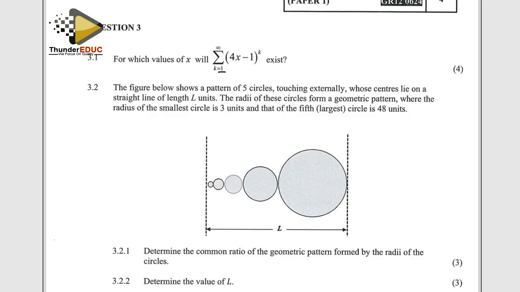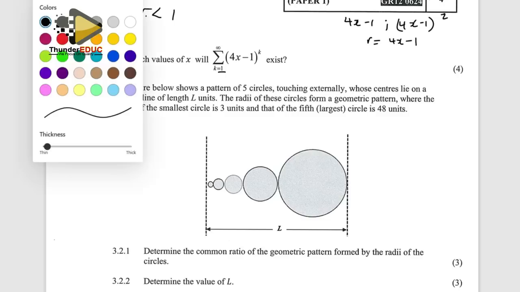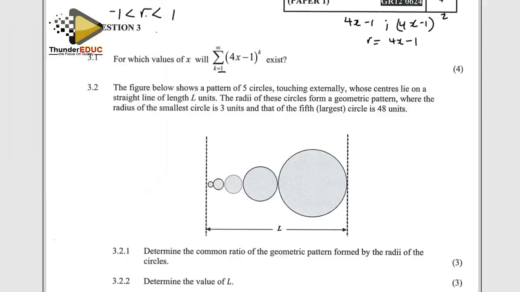Under this, we just need to know the first condition of -1 < r < 1. This condition needs to be fulfilled, but we need to determine our r. If I replace k with a 1, I'm going to have 4x minus 1. If I replace k with a 2, I'm going to have (4x minus 1) squared. So my common ratio is 4x minus 1. So replace r with that.